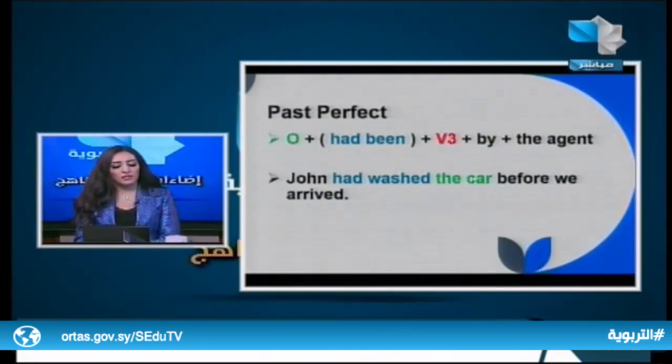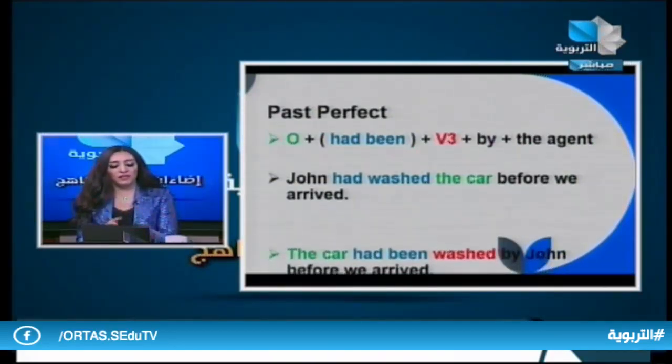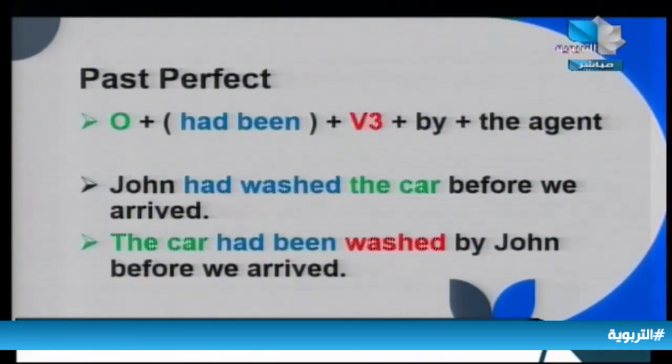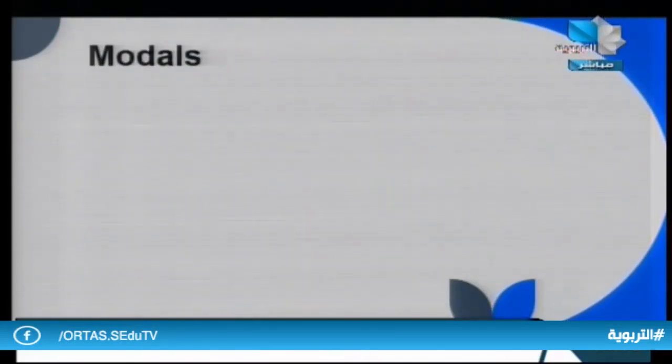Yes. So here the same idea: we've got "had" plus "been", which is the form of verb to be in the past perfect, and the past participle. Good. What about the modals?